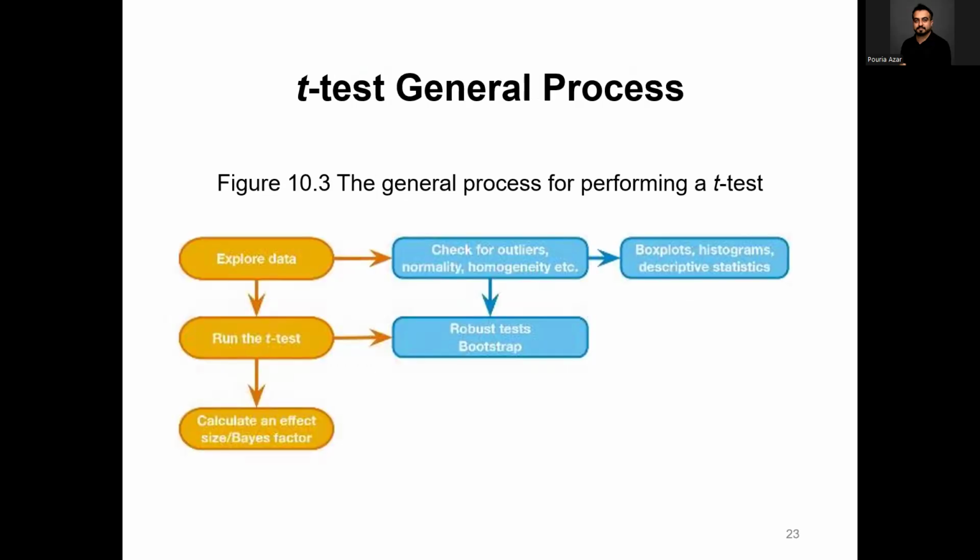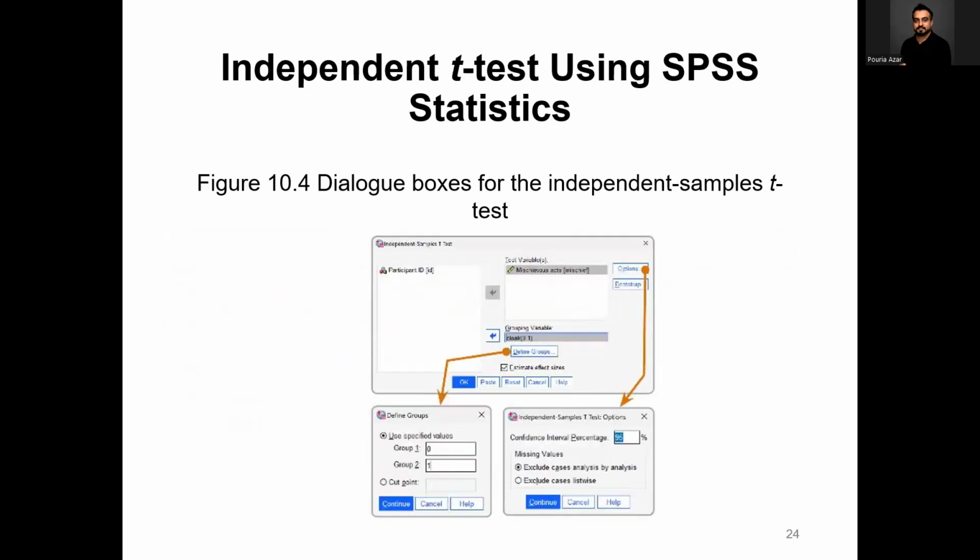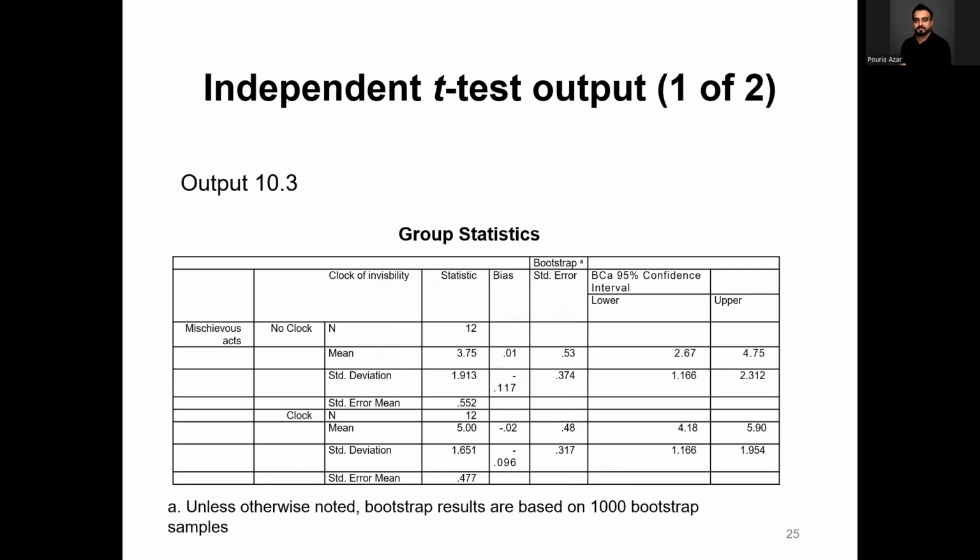So we have to explore our data before performing a t-test. We have to check for outliers, normality, homogeneity, independence using different tests like box plots, histograms, descriptive statistics, PP plot, QQ plot, Shapiro-Wilk test, Kolmogorov-Smirnov test. And then if the assumptions are met, we can run the t-test. And later we can calculate the effect size. I'm going to skip this because I'm going to show you how to do that.